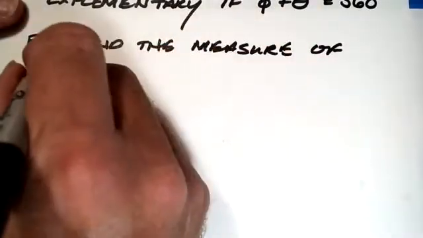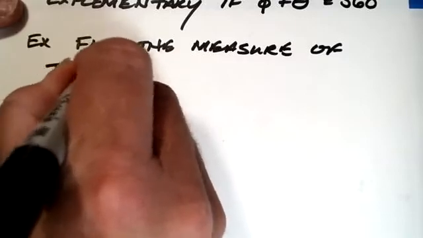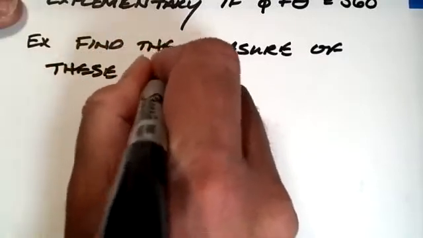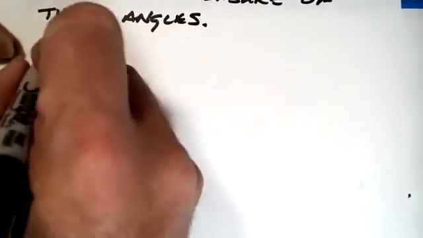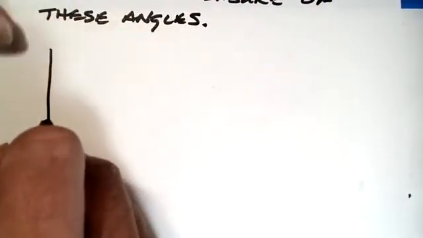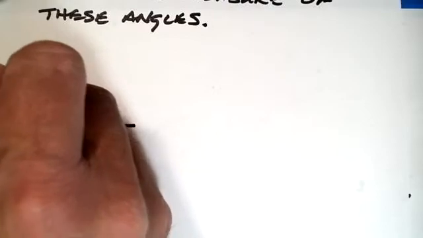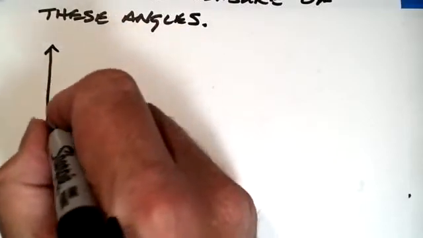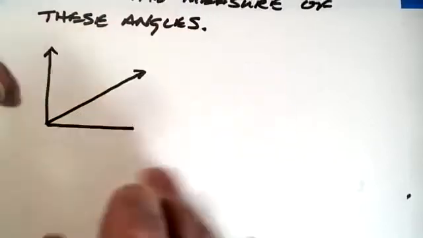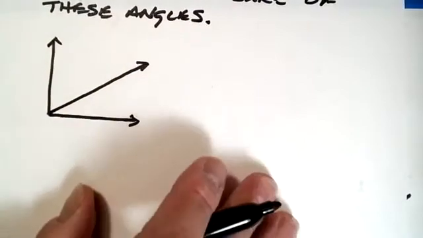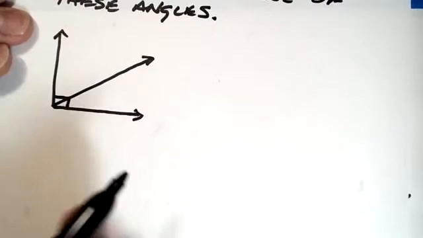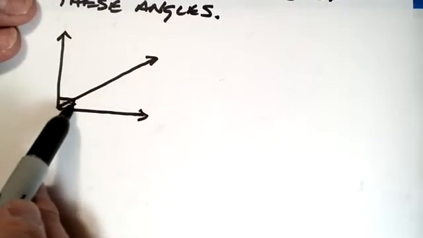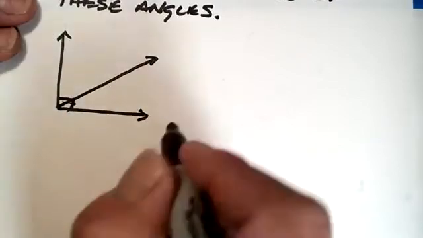Or maybe measure of these angles. So I'm going to draw, let me draw one here. It's not to scale, and drawings are never to scale, trust me. But let's use this little notation. I'm sure from geometry this is familiar. That means that this is a right angle.